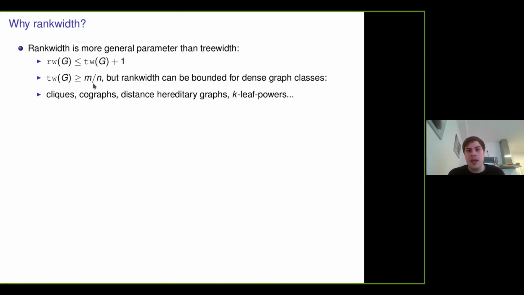But rank width can be bounded for dense graph classes. So rank width can be small if you have some dense graph with some nice structure. For example, cliques have bounded rank width, and cographs, distance-hereditary graphs, and k-leaf powers are all important graph classes that are known to have bounded rank width.